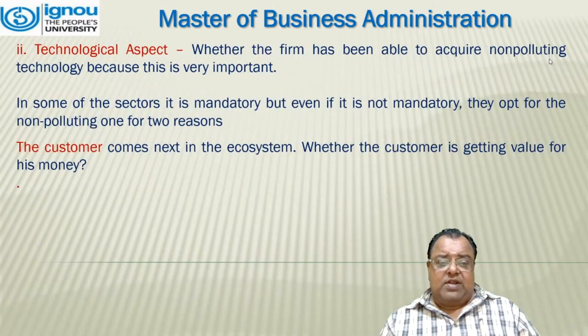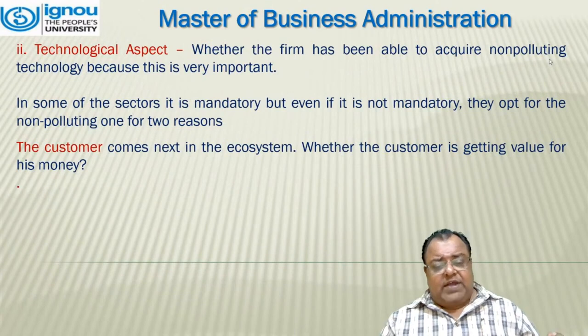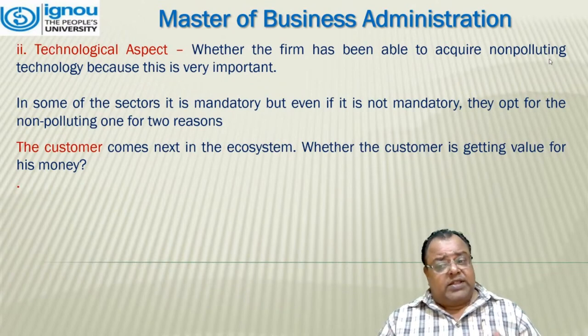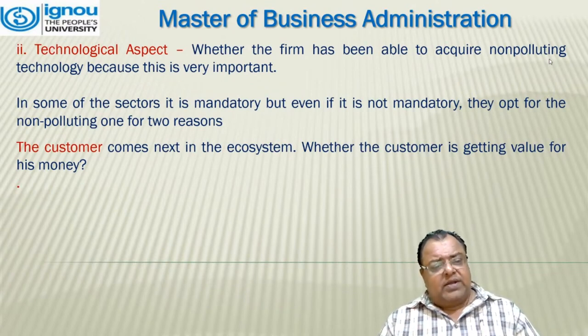Second one is the technological aspect. Whether the firm has been able to acquire non-polluting technology, because this is very important. In some of the sectors it is mandatory, but even if it is not mandatory, they opt for a non-polluting one for two reasons.